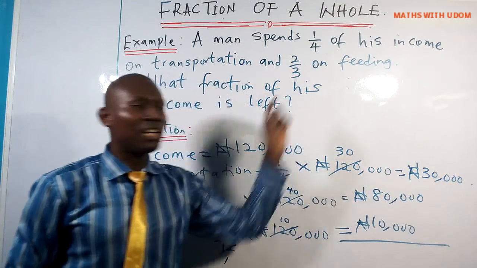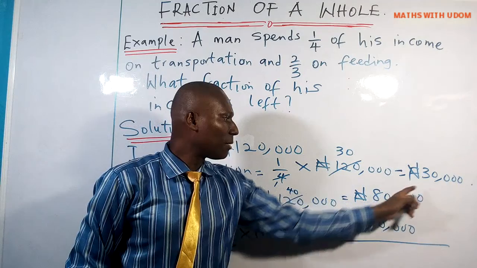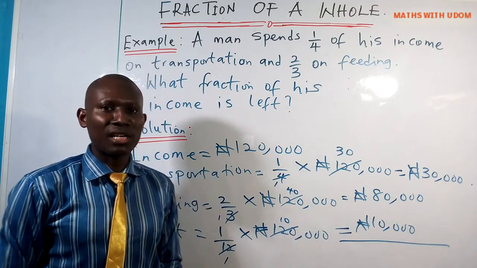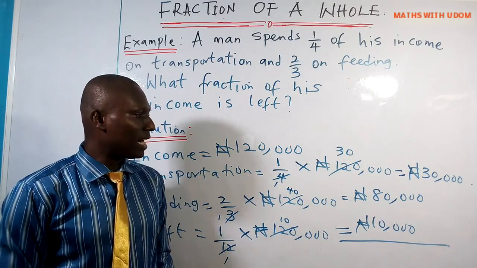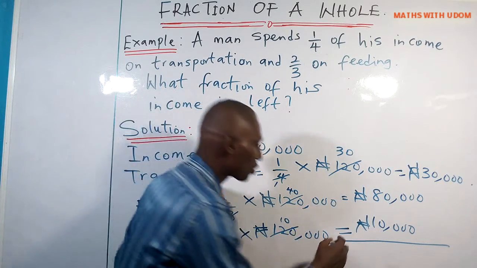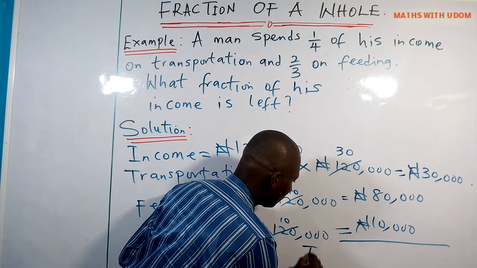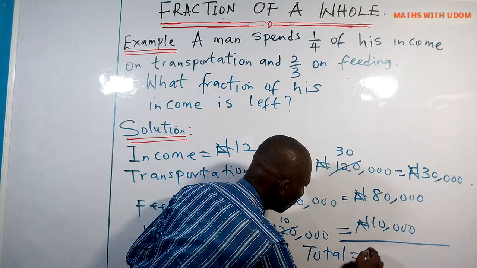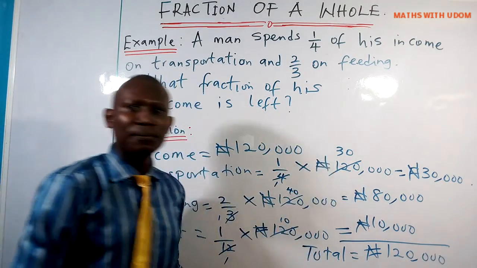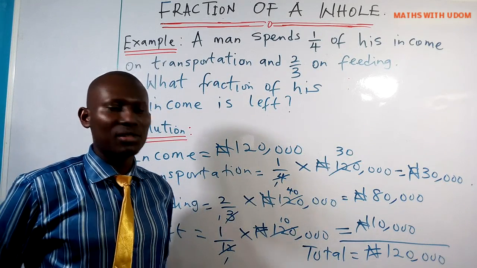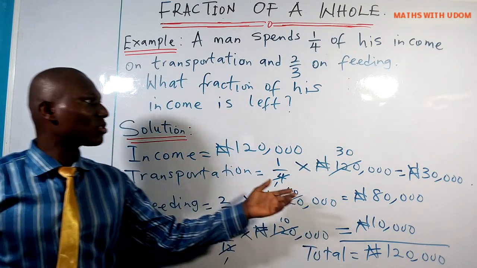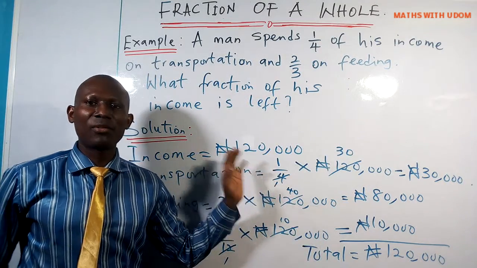So let's look for the total amount to cross-check if after adding all these numbers we are going to get the income. So 30,000 naira plus 80,000 naira will give us 110,000. So 110,000 plus 10,000 will give us a total of 120,000 naira. And that is our final answer. So that is how to apply this in solving problems in real life.